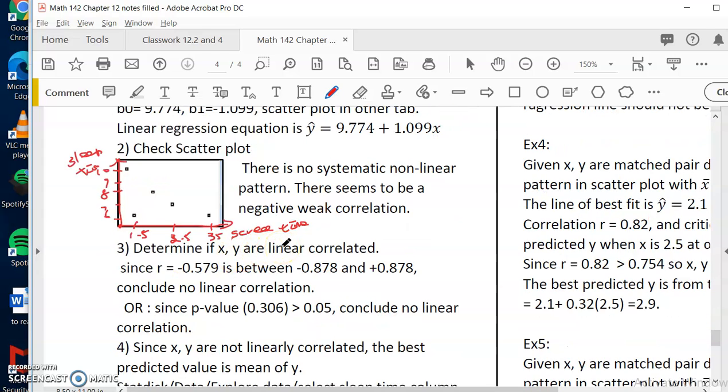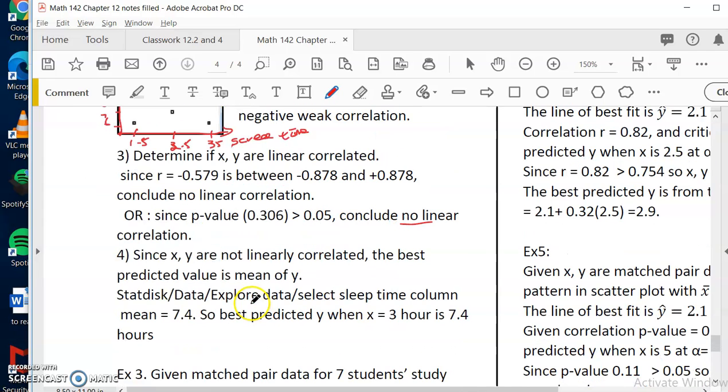But is there correlation? Let's look at the p-value. P-value is 0.306, right? It's greater than 0.05, so no linear correlation. Can I use it for prediction? You can also check that your R equal to negative 0.579 cannot pass the threshold, right? The threshold is negative 0.878 and positive 0.878, and R is trapped in between, so there's no correlation. So if they're not correlated, the best predicted value is the mean of Y.